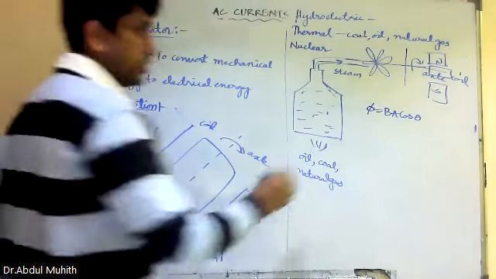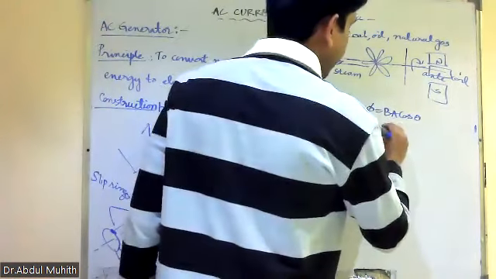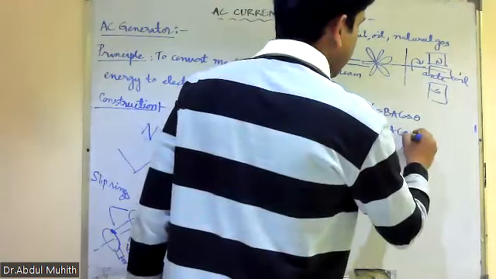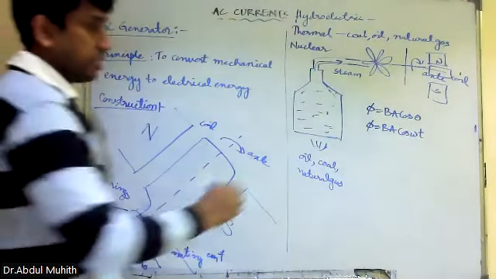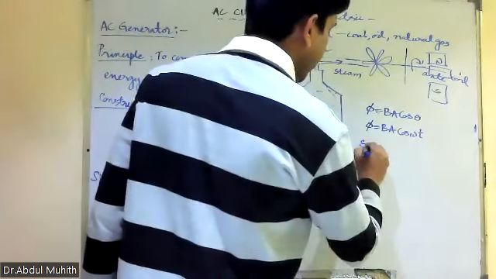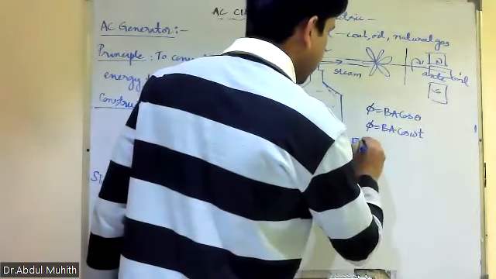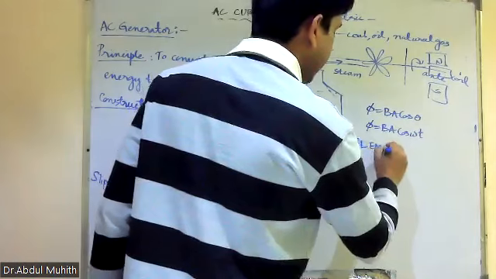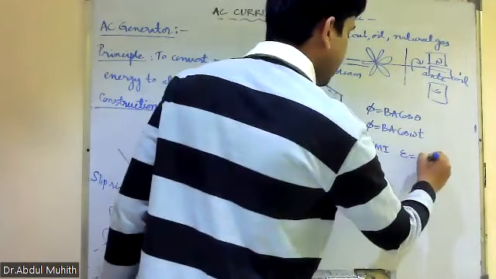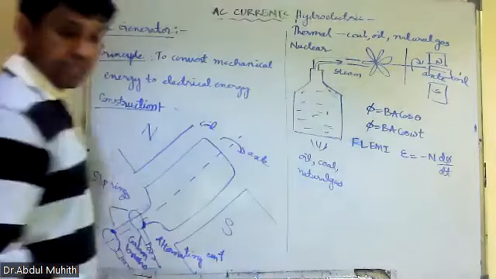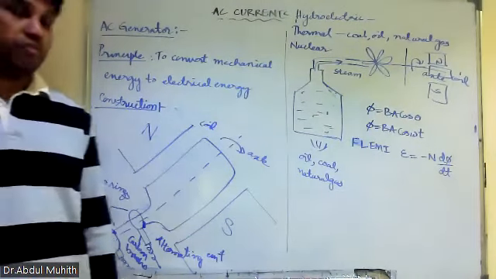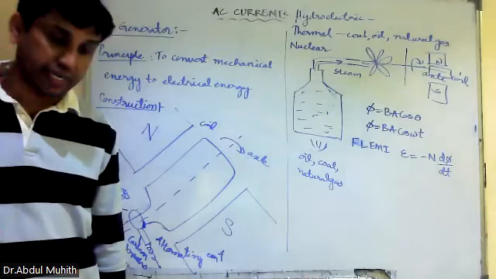Or we can also write phi is equal to B into A cos omega t. So here E is equal to what? According to Faraday's law of electromagnetic induction, we have E is equal to minus n d phi by dt. The rate of change of magnetic flux induces current in the conductor.